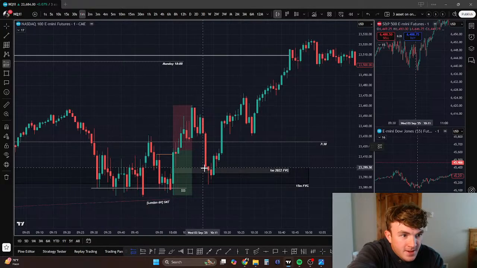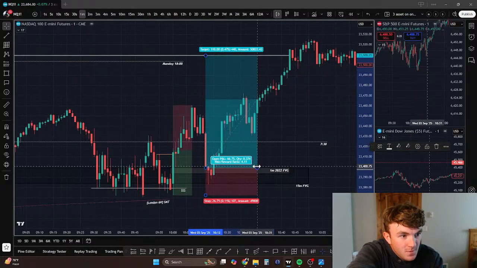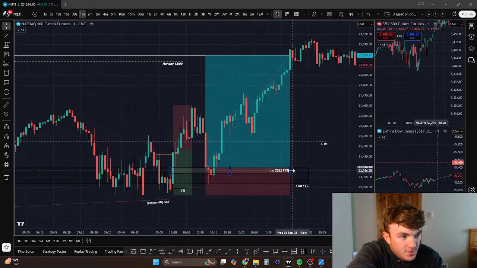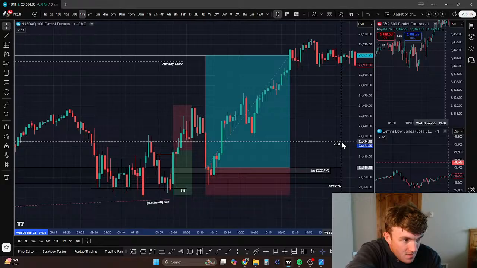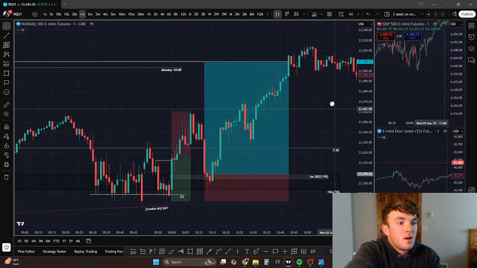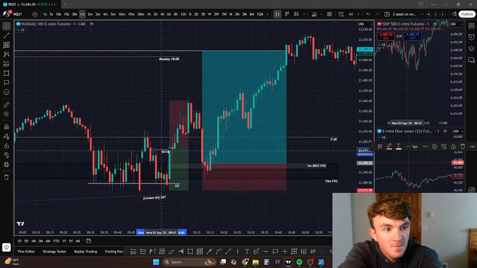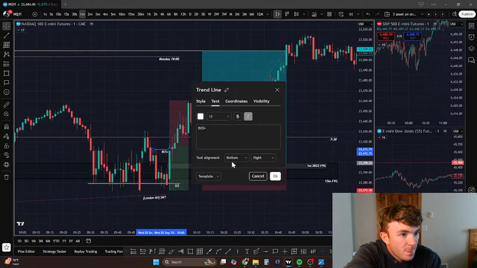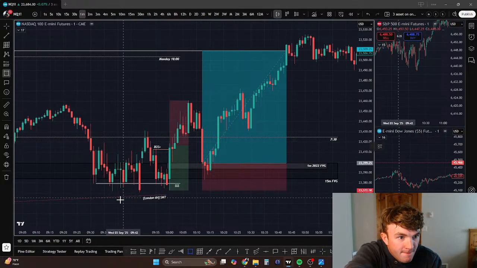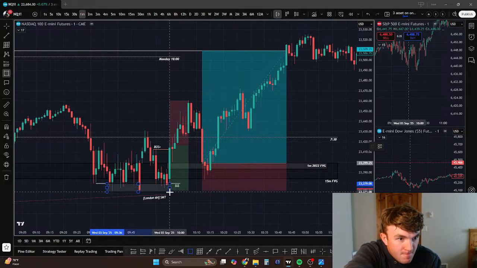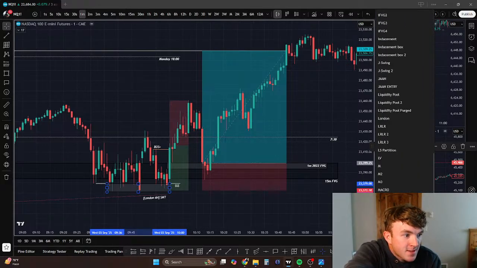Enter at the retest. Stop at the low. 4-1 off of the 2022 gap. So yeah, liquidity sweep, break of structure. Retracement back to equilibrium. And then there's the 2022 gap in discount.